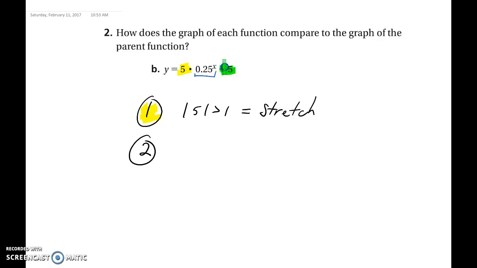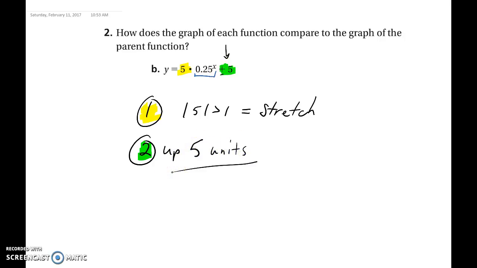This plus 5 is being done at the very end. It's not being included with that x. So that tells us whether or not we're moving vertically or horizontally. And since it's not being included with the x, we're moving up or down. We go with the sign, so this means we're moving up 5 units.